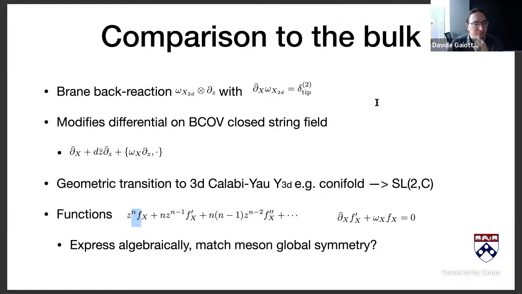All of these calculations in concrete examples can be done using Čech cohomology, so you never need to really solve complicated differential equations. I would like to know how to express these words in a way that doesn't make reference to the geometry of X at all, and I can say even non-geometrically. But I don't know how at the moment.